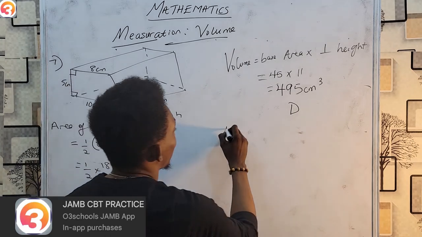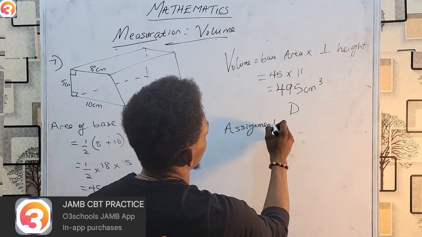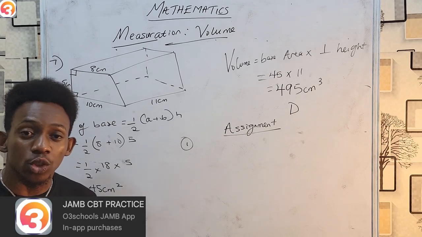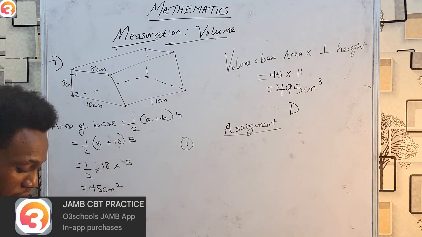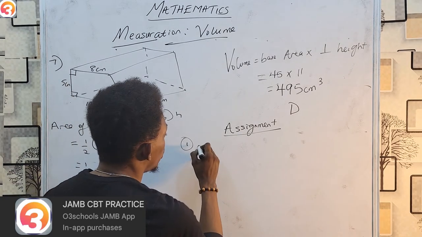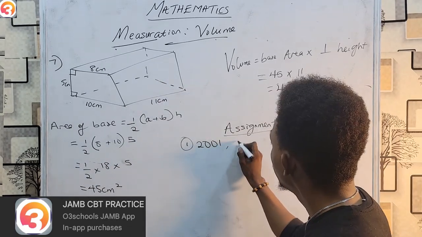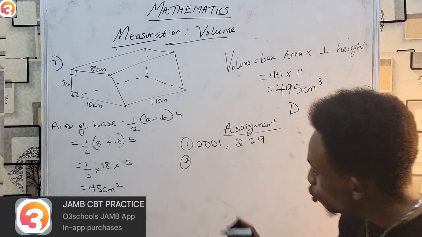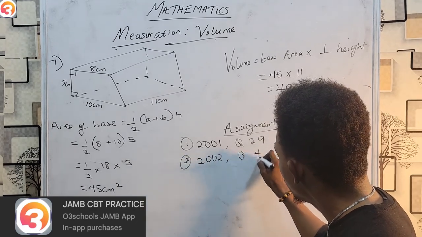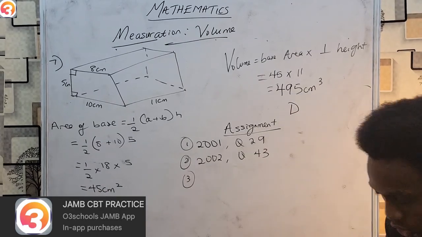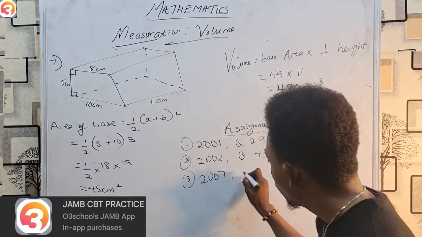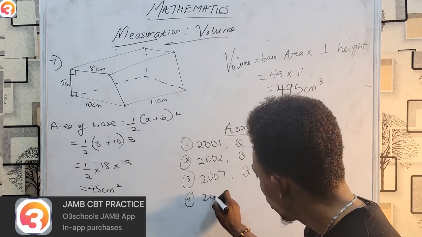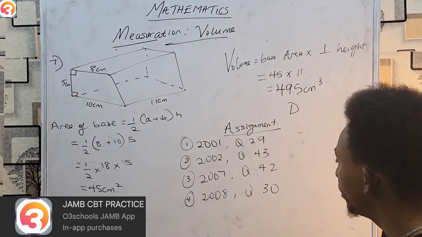And now, it's time for the assignment as usual in mathematics classes. So you can solve this and comment your answer under the video. And we shall respond. We shall tell you if it's correct or not. If it's not correct, we shall try and give you the steps you should take to get the answer. So in the O3SCHOOLS JAMB app, from 2001, you can attempt question 29. From 2002, question 43. Also from 2007, take a look at question 42. Then from 2008, take a look at question number 30.